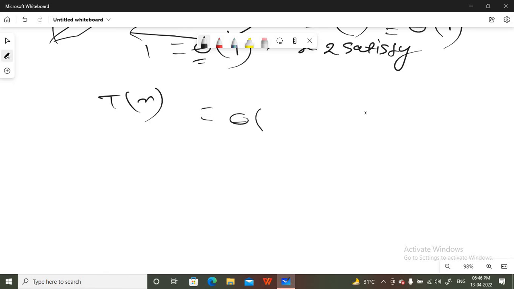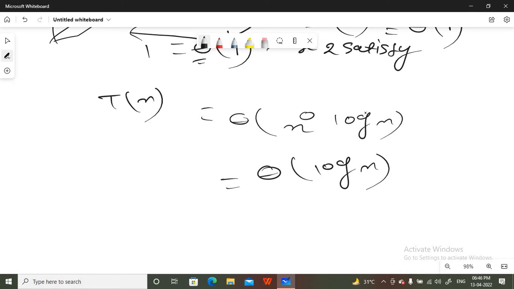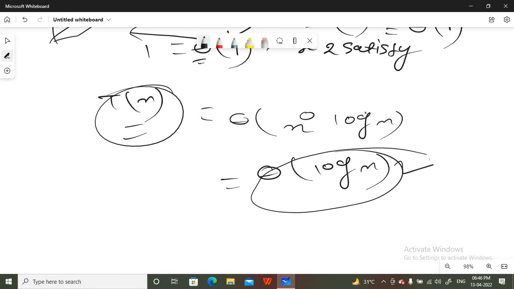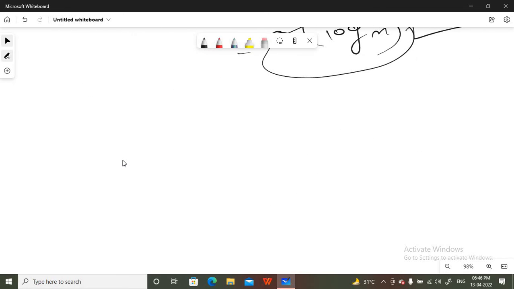Theta of n to the power log b a. So what is the log b a? We have already identified that log b a equals 0. And what about the log n? This is the log n. N to the power 0 equals 1. So theta of log n. So what is our final conclusion? That the time complexity of this equation must be theta of log n. So how easy it is, right, for case 2.